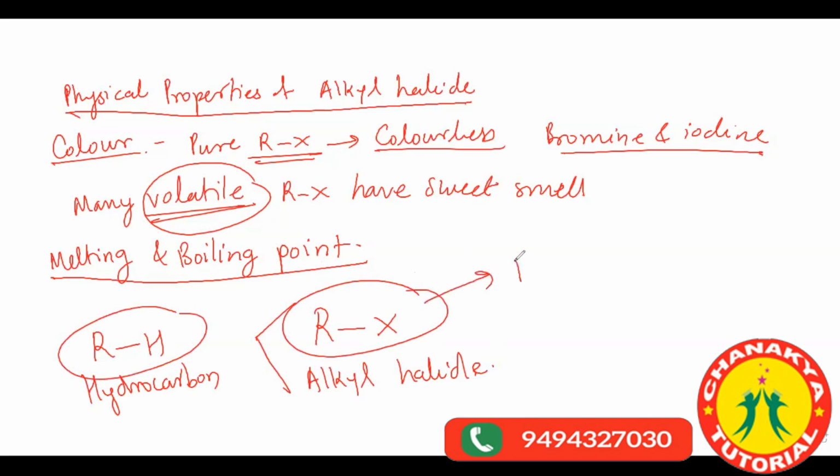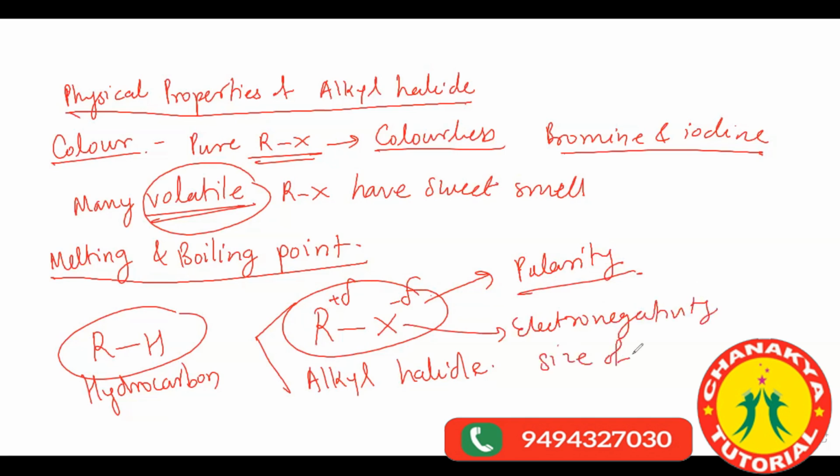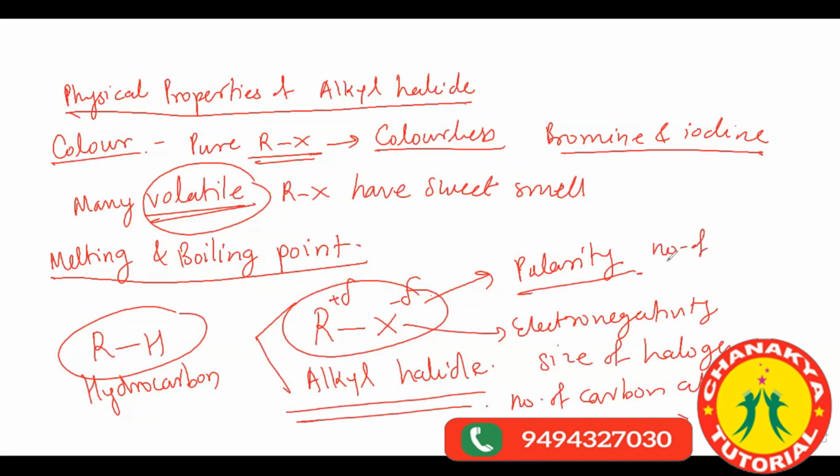Why is it so? Because of the polarity of the bond. Polarity means it has a positive delta charge on one atom and a negative delta charge on the other. As the electronegativity, size of the halogen and number of carbon atoms increase, the boiling point and melting point also increase, even with respect to the number of halogen atoms as well. Understood? So these are very basic physical properties, melting point and boiling point.